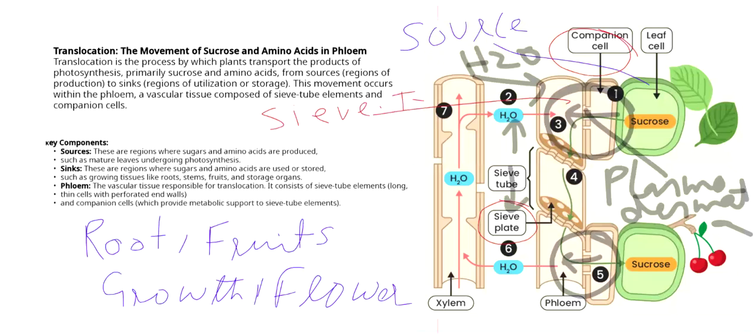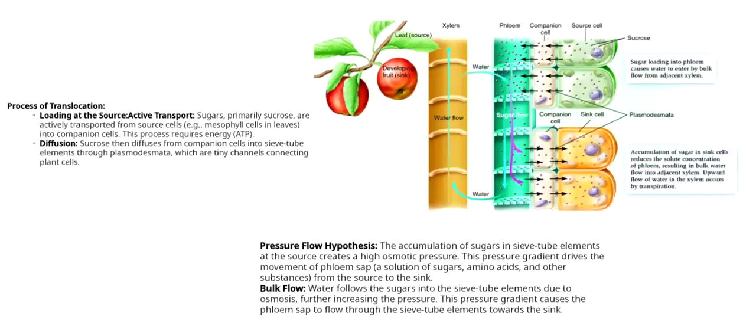Now students, come to the other slide where I will show you this mechanism more clearly and visibly. As you see, the translocation, the movement of food in the form of glucose and sucrose, especially amino acids, moves from the leaf area to the other sink areas via phloem tissue. Here you see the pressure flow hypothesis and the bulk flow hypothesis.